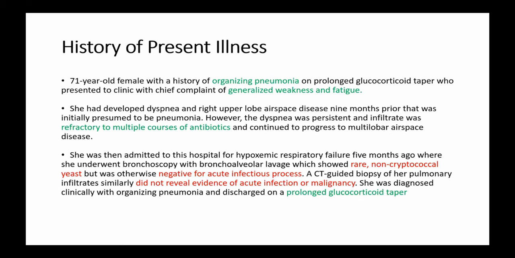So starting out with organizing pneumonia, to me, this is something that's very rare. I do not see organizing pneumonia very often, but I do think, is this something that's primary, so cryptogenic or idiopathic, or is this related to another syndrome?